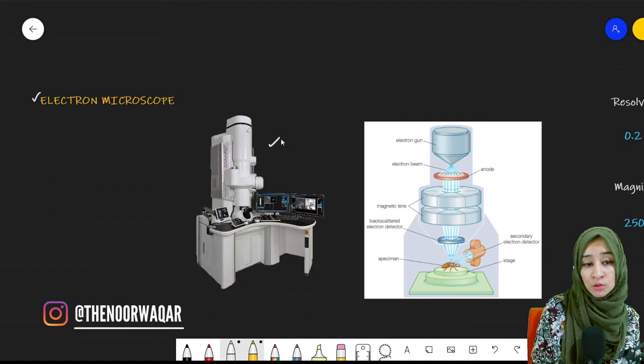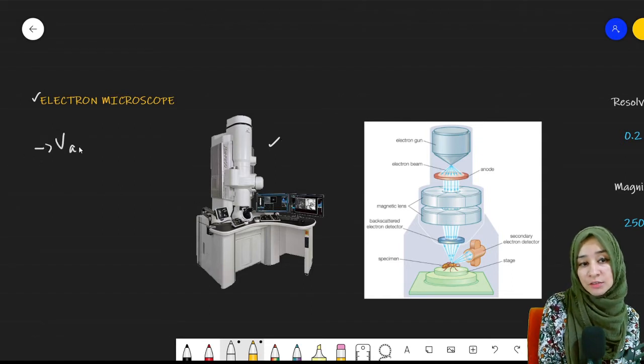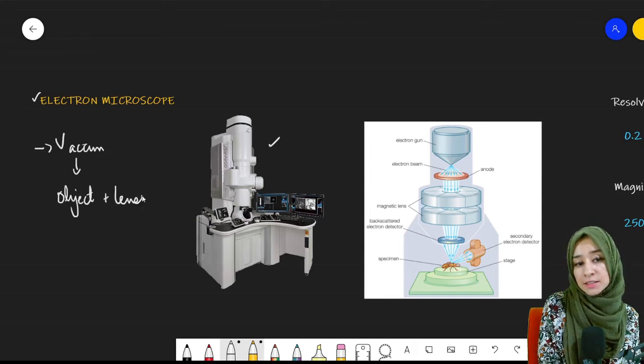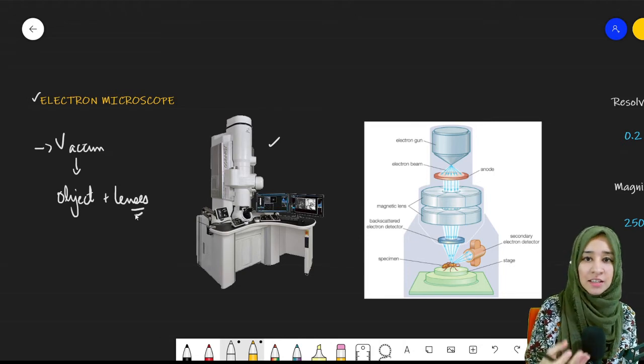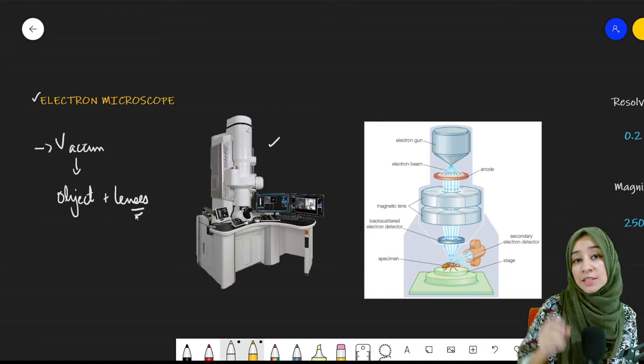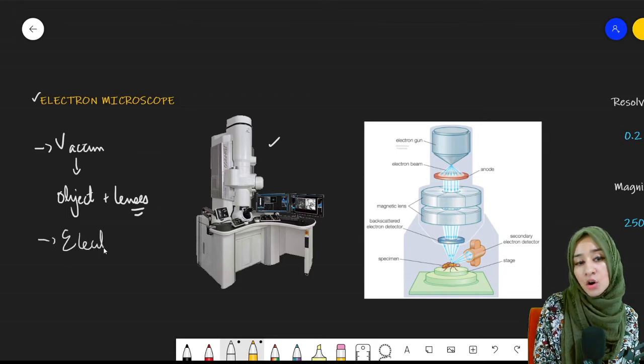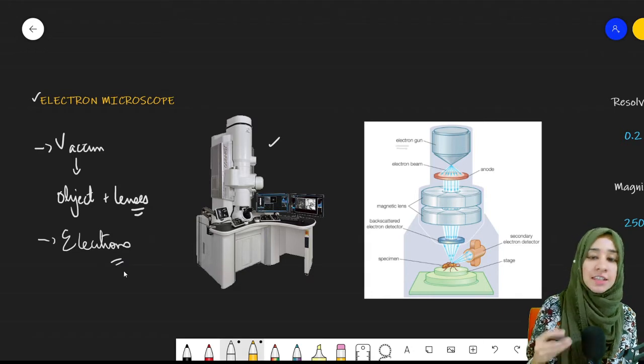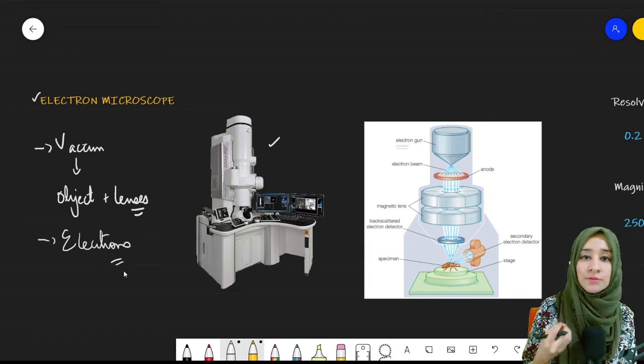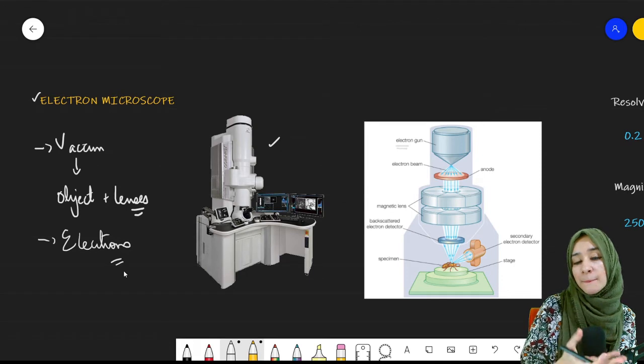It consists of a vacuum. The first thing that is needed in an electron microscope is the vacuum, in which the object and the lenses are placed. Here, the object that needs to be magnified and the lenses are present in a vacuum chamber. That vacuum chamber consists of a beam of electrons, and this beam of electrons is responsible for magnifying the image to give a magnified picture of that object.